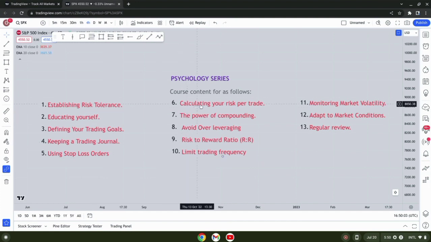Number 6, we're talking about calculating your risk appetite. Whenever you open a trade, you should know how much of your capital you are willing to stake. We'll be dealing with that in number 6, and at the end of this, you should be able to know specifically how much you are willing to stake in a trade.